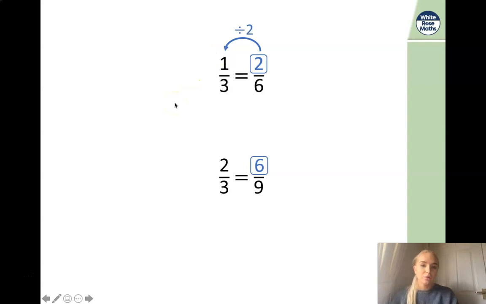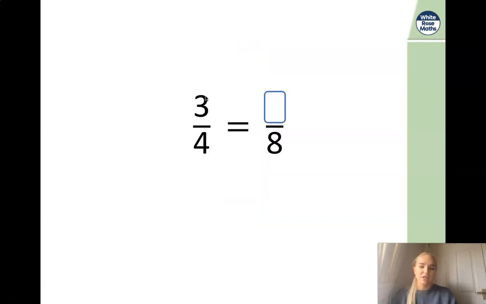Fantastic. So 2 divided by what gives me 1? That's right, 2 divided by 2 gives me 1. And 6 divided by 2 also gives me 3. So I can see that as long as I'm doing the same to my top number, my numerator, as my denominator, then I'm going to get the answer correct. Now looking at the bottom one, we've already said that we can multiply them both by 3. So in that case then, what are we going to divide by 3 to get from 6 to 2? That's right, we're going to divide by 3 too.